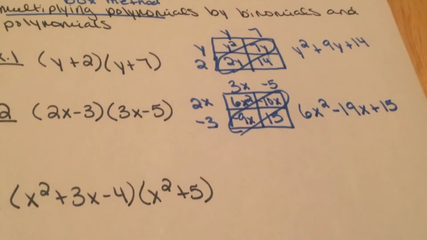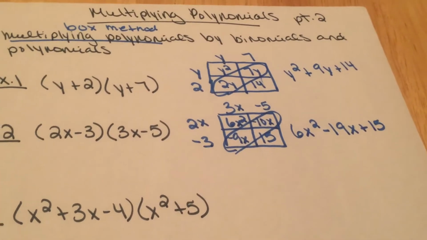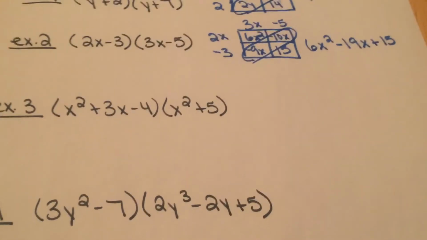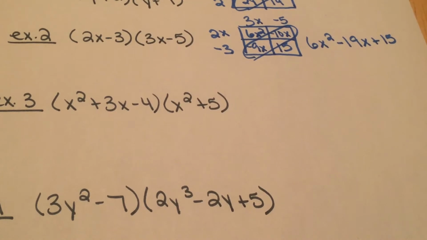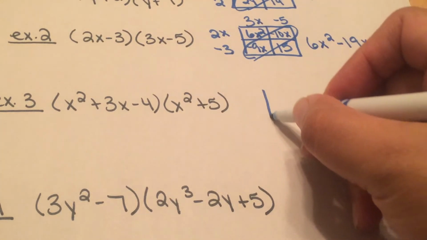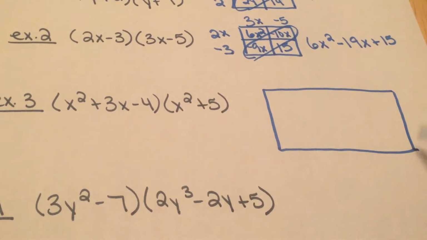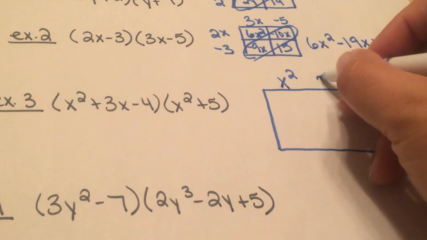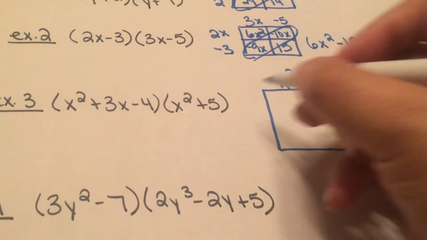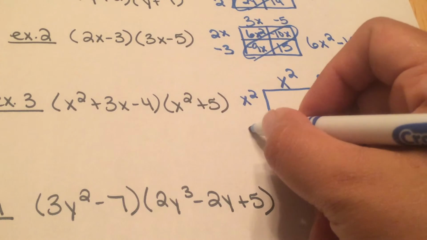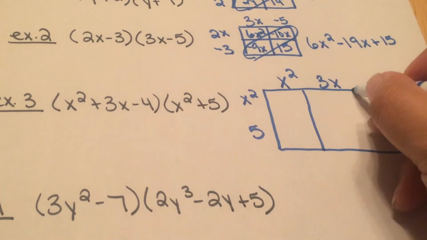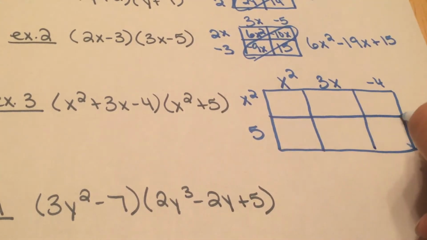Okay, so now these are our toughest examples. Polynomials and binomials being multiplied together. So if I look here at my example 3, I have x to the second plus 3x minus 4 times x to the second plus 5. Again, because we have our great box method here, we're going to continue to use that. I actually like to have my longer terms on the top, so I'm going to go ahead and put the x squared, the 3x, and the negative 4 there. And I'm going to have the x squared and the 5 on the side. But again, however you want to do that, whatever order you want to multiply in is going to be fine.